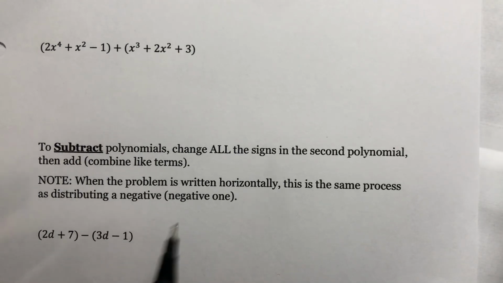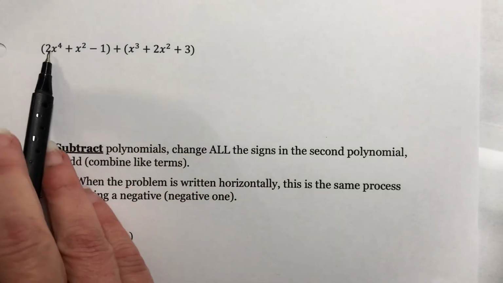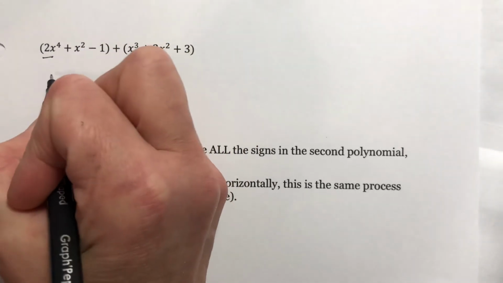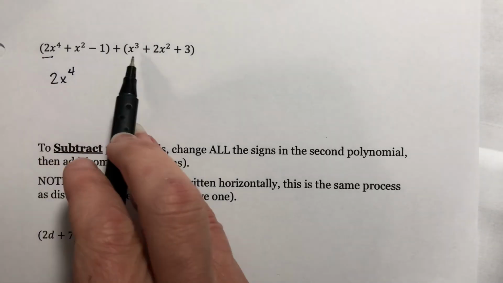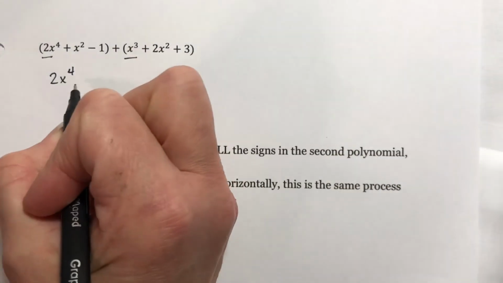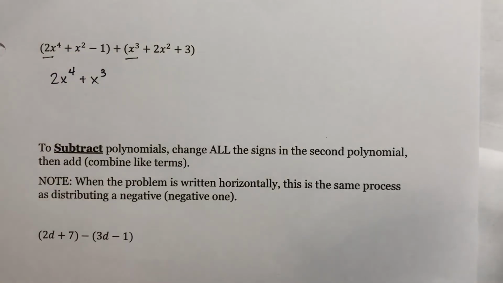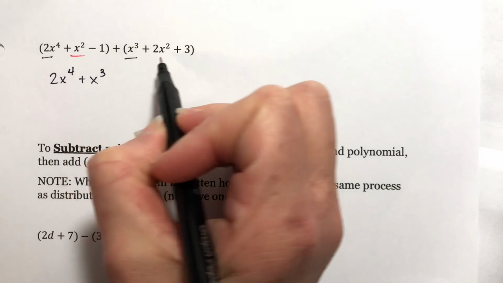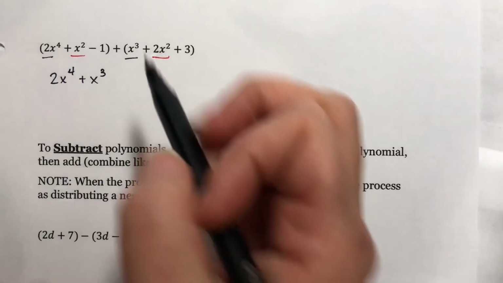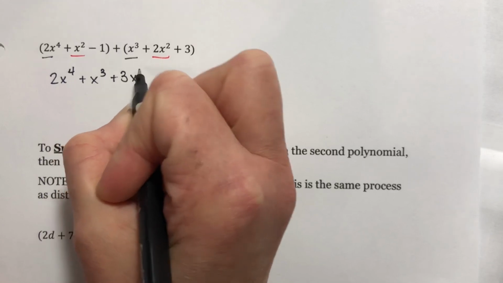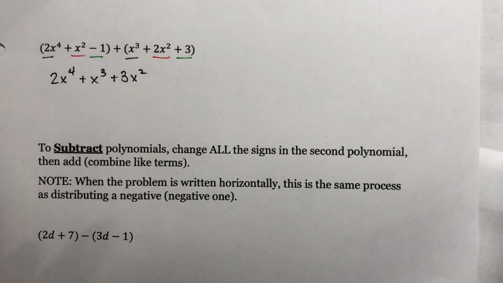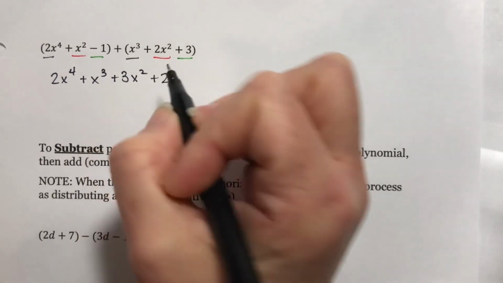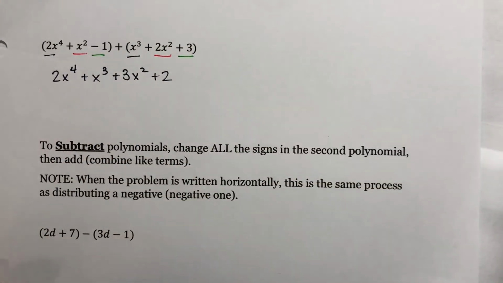So let's look for our largest exponent, which would be the 4, and I don't have another 4. So I'm going to write down the 2x to the 4th. Okay, my next largest exponent is the 3, and I don't have another cube, so I have plus x cubed. Now I do have x squared terms that I can combine. It's going to give me 3x squared. And then I have my constants that I can combine, -1, +3. And that will give me a +2. So that should be your answer to this addition problem.